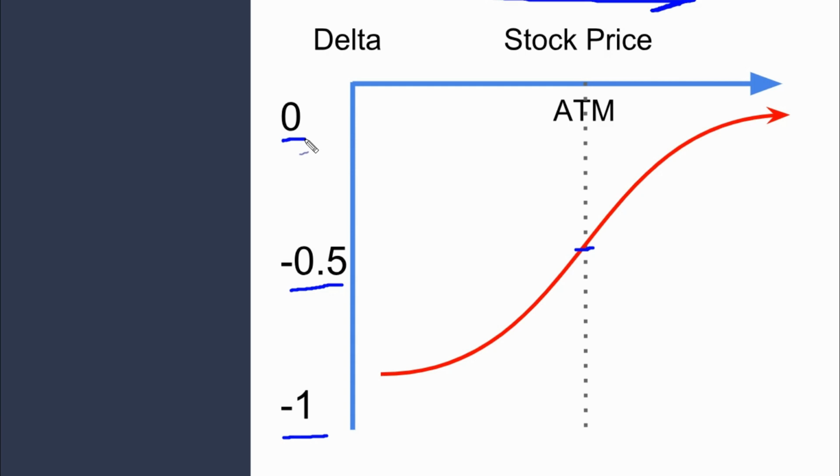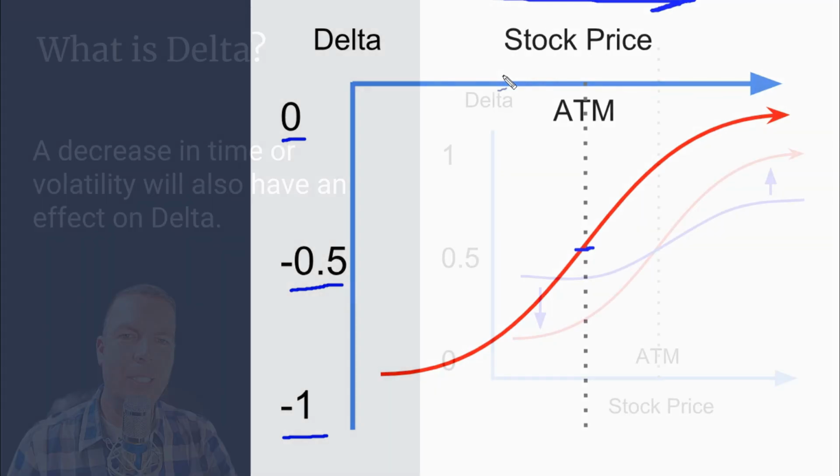Because remember, on a put option, a rise in the stock price is going to negatively affect our put options. Anytime the stock moves up, what does that do to your option? Well, on call options, it's going to positively affect it. On put options, it's going to negatively affect it.